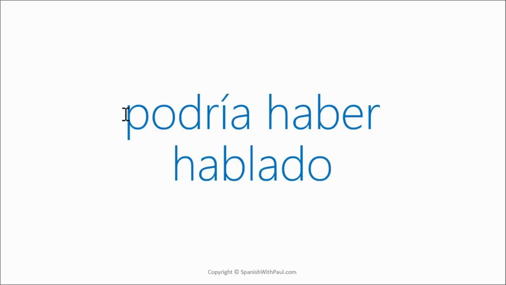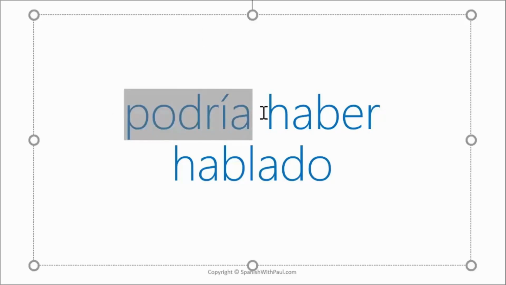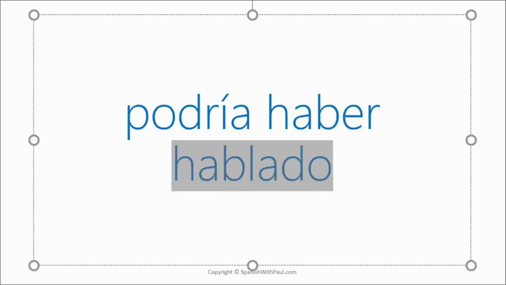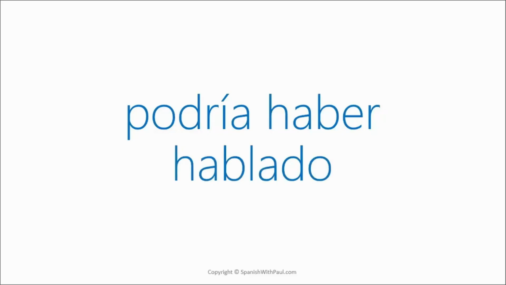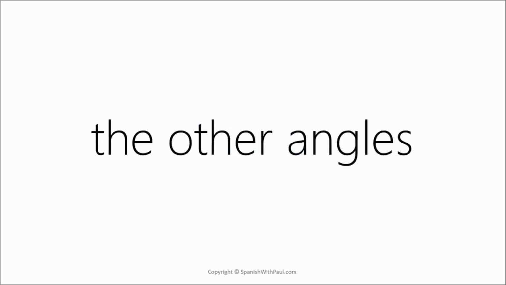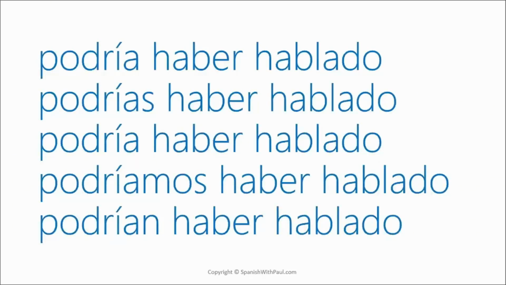Here we have I could with podría, have with haber, and spoken with hablado. Podría haber hablado. How would you say I could have spoken with him? Podría haber hablado con él. To get all the other angles is actually very easy. I'll put them all on one slide for you here. So as you can see, the only thing that you're conjugating is this podría part. The rest of the formula stays stationary.